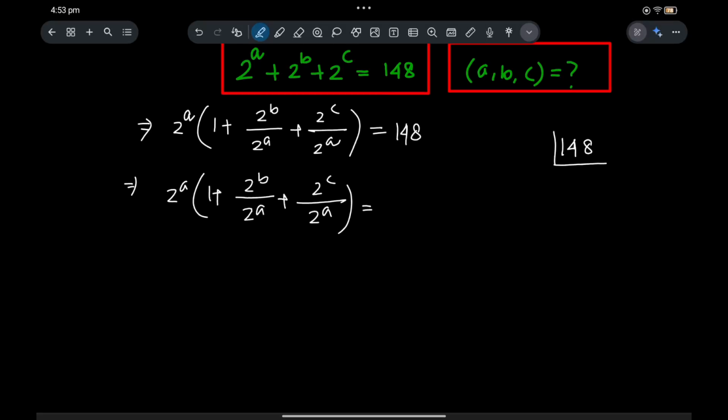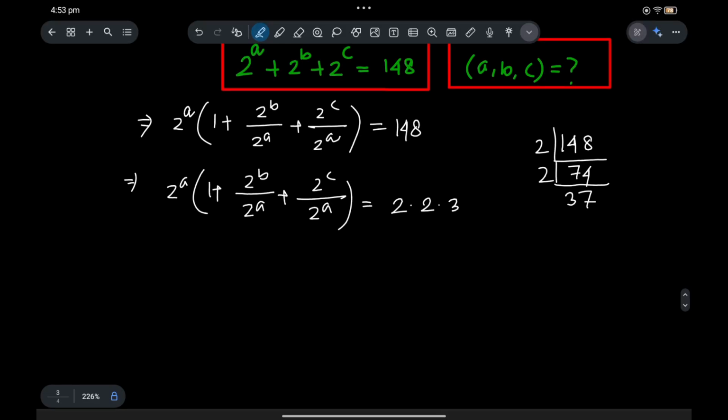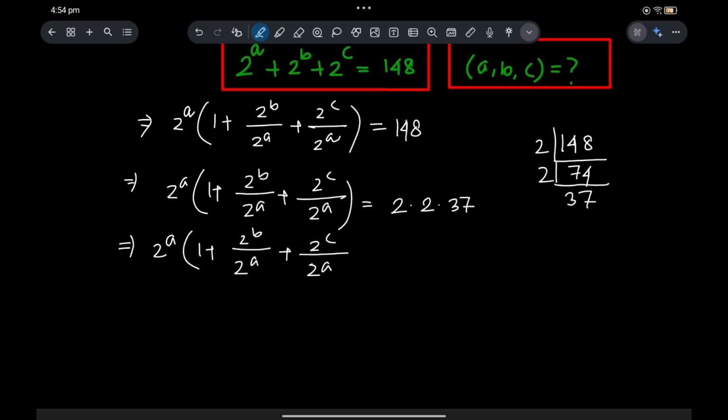148 prime factorization. After dividing by 2 we get 74. Then again dividing by 2 we get 37. So 148 can be written as 2 into 2 into 37. Okay, so 2 to the power a into 1 plus 2 to the power b by 2 to the power a plus 2 to the power c by 2 to the power a equals 2 square into 37.